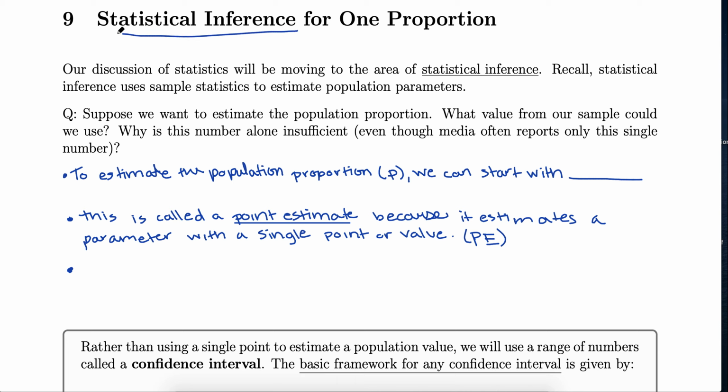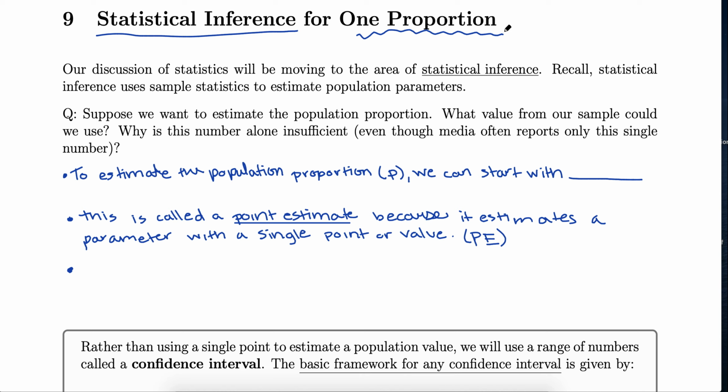Statistical inference is moving beyond just describing the data, but taking that data and using it to make a prediction or an estimate about the entire population. Since we were just speaking about sampling distributions for one proportion, we're going to start with inference or prediction for one proportion.